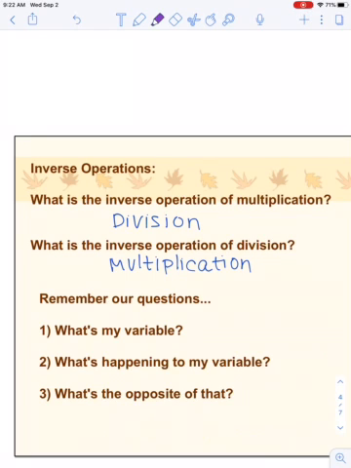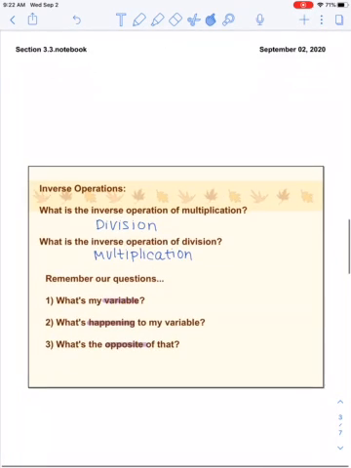So same questions as yesterday. What's my variable? What is happening to my variable? Is it being added, subtracted, multiplied, or divided? And what is the opposite of that? So if it's being multiplied by 2, the opposite of multiplying by 2 is dividing by 2. So you just have to be able to do whichever inverse operation is necessary to get the variable by itself or isolate it.